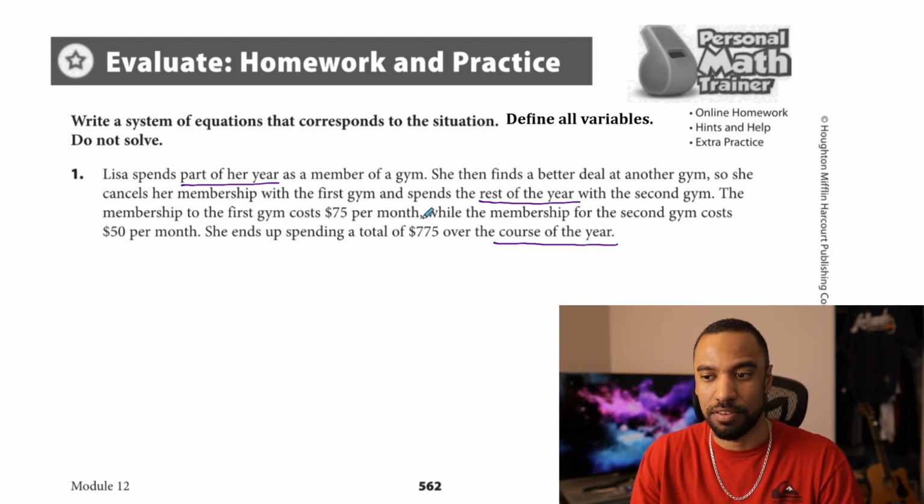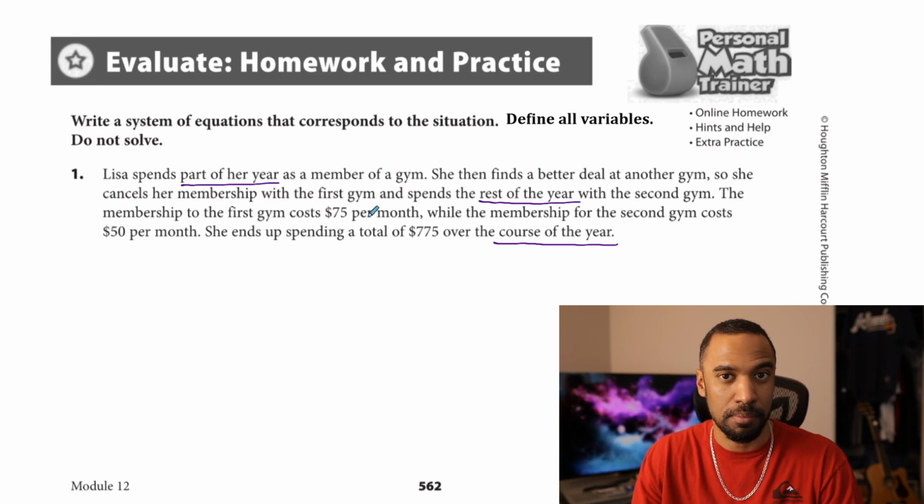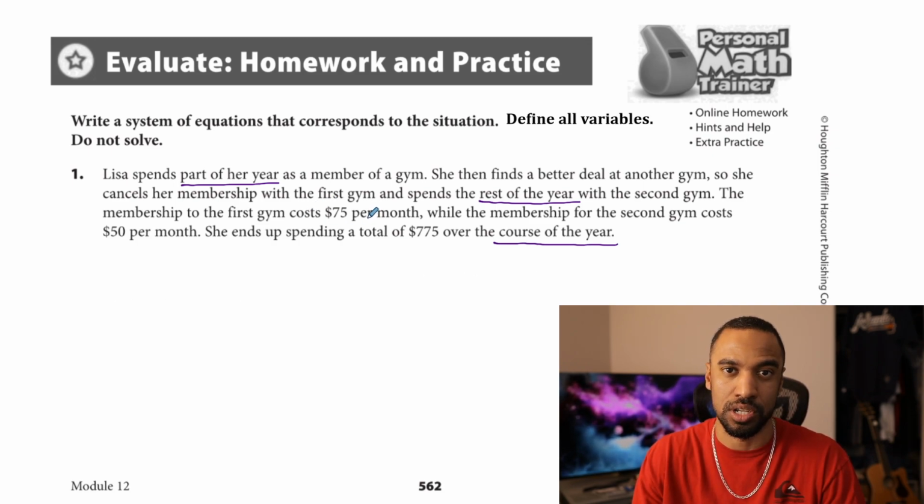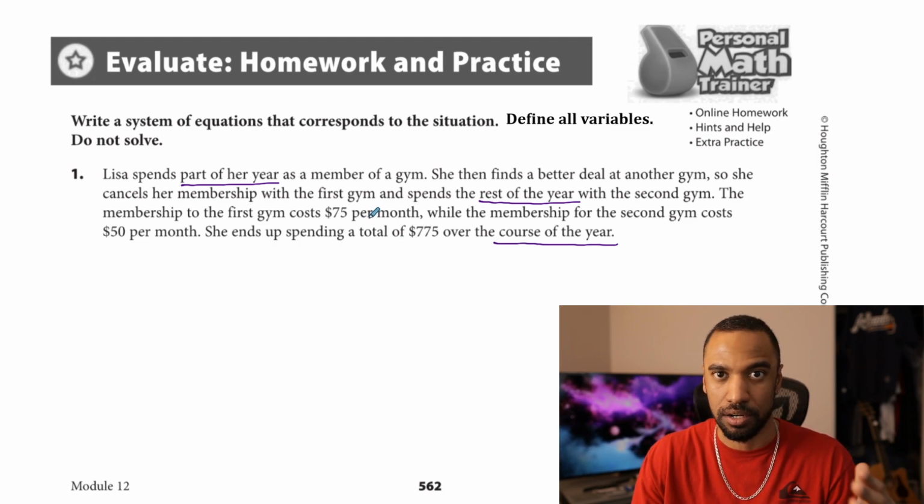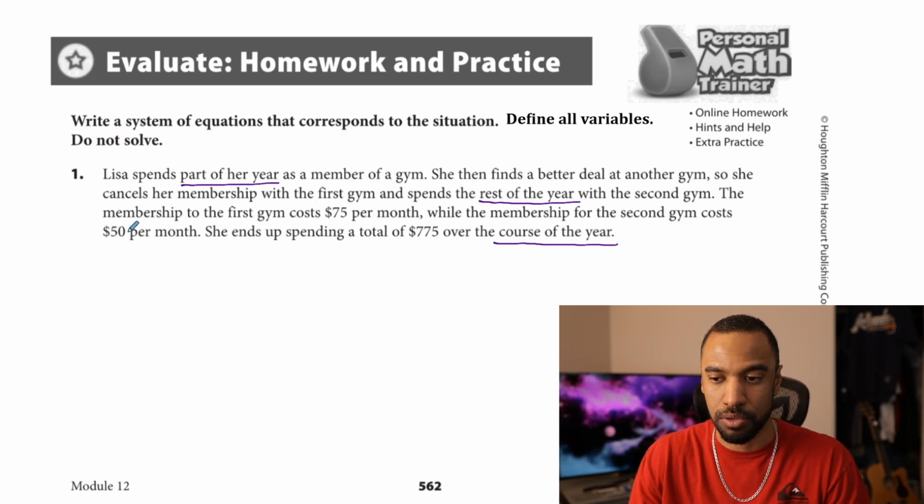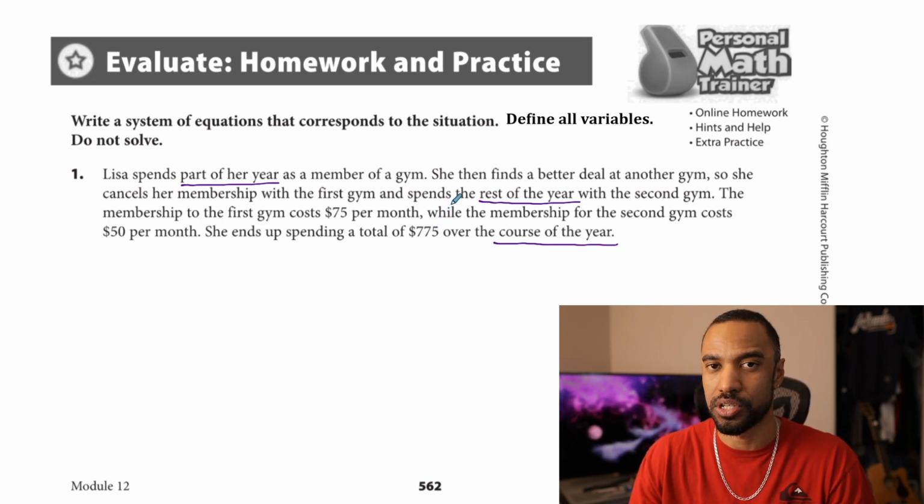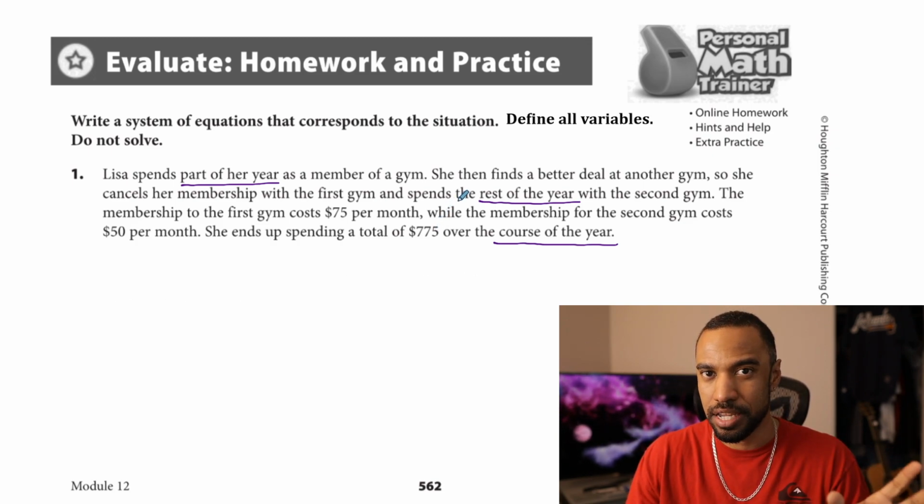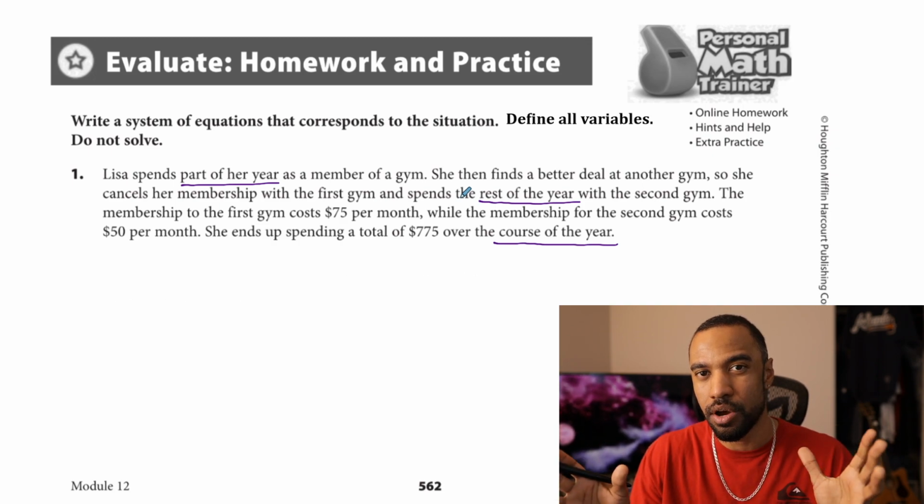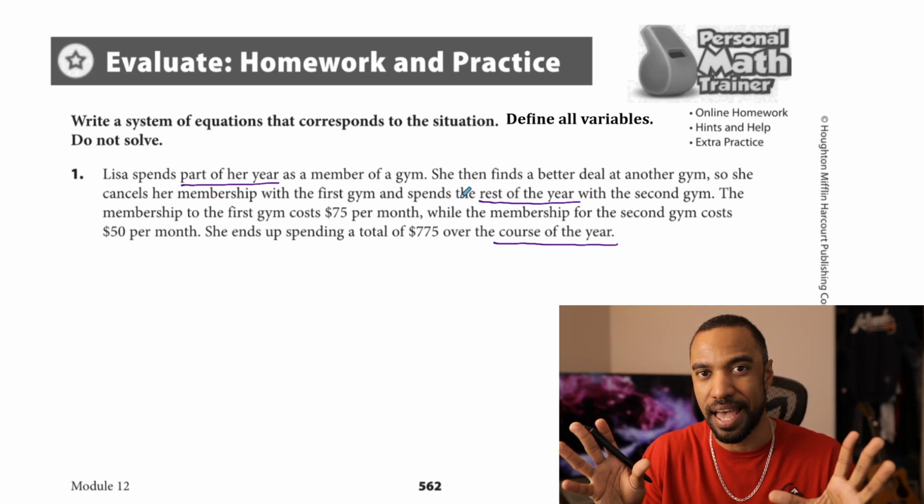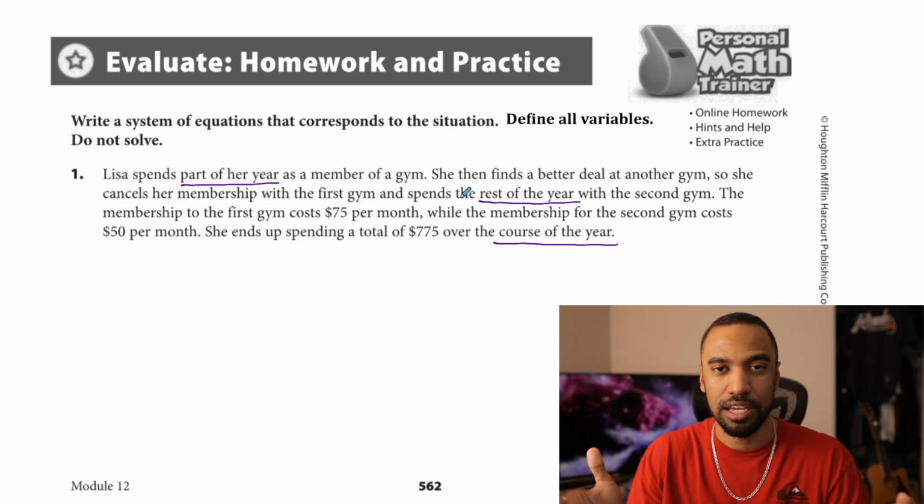One gym costs $75 per month. So however many months she spent there, she spent $75 for every month she went there, and you add those up. And then $50 for the other one. And then those somehow add up to $775. But the other part, of course, is she spent the entire year at both gyms, but we don't know how much time she spent at either gym. And that could be the question here.